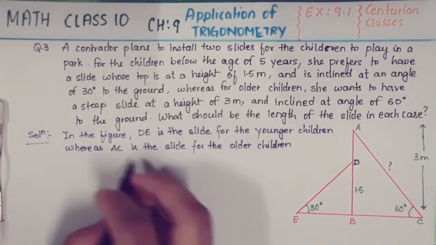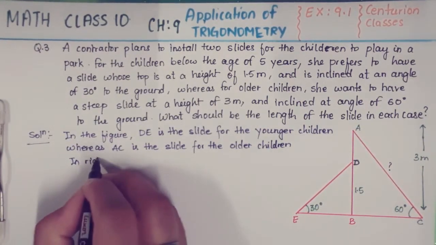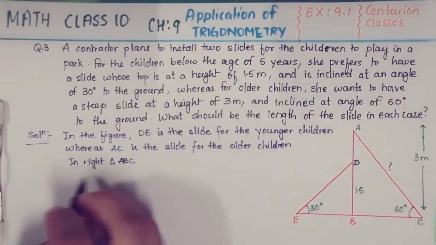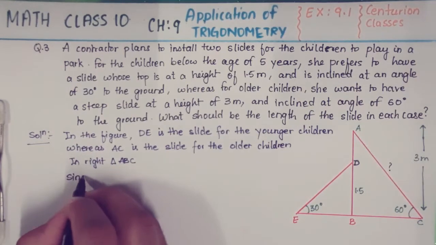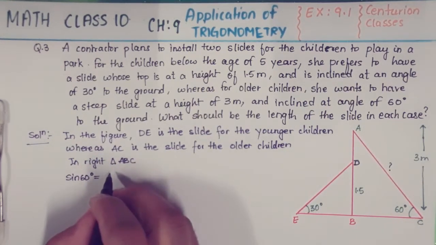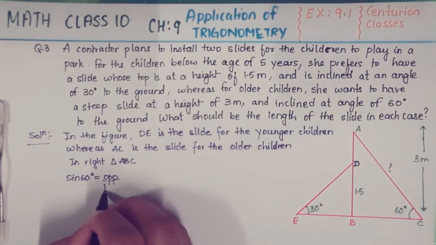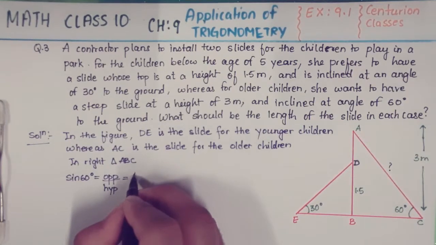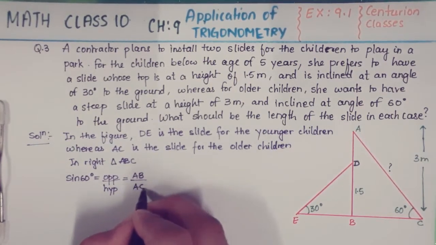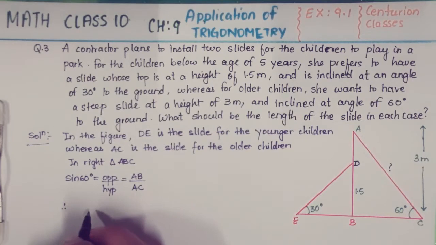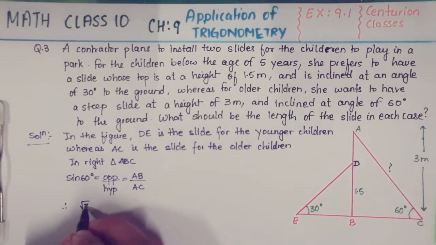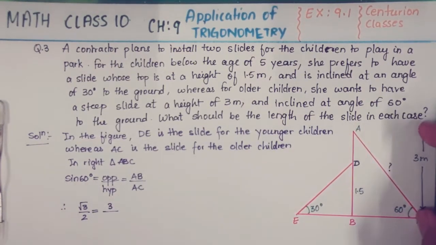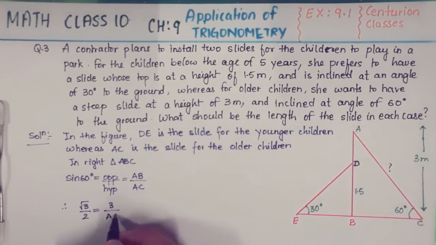Okay, so in right triangle ABC we are going to use sine 60. So sine 60° equals opposite upon hypotenuse. Opposite upon hypotenuse will be AB upon AC. Sine 60, the value we know. Sine 60 is nothing but root 3 by 2. AB we know, that is 3 meters given, this height AB. And AC is what we need to calculate.